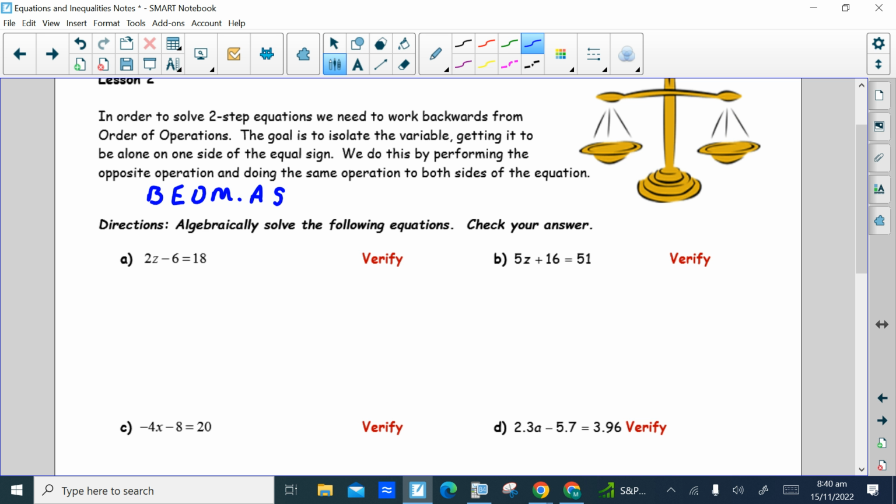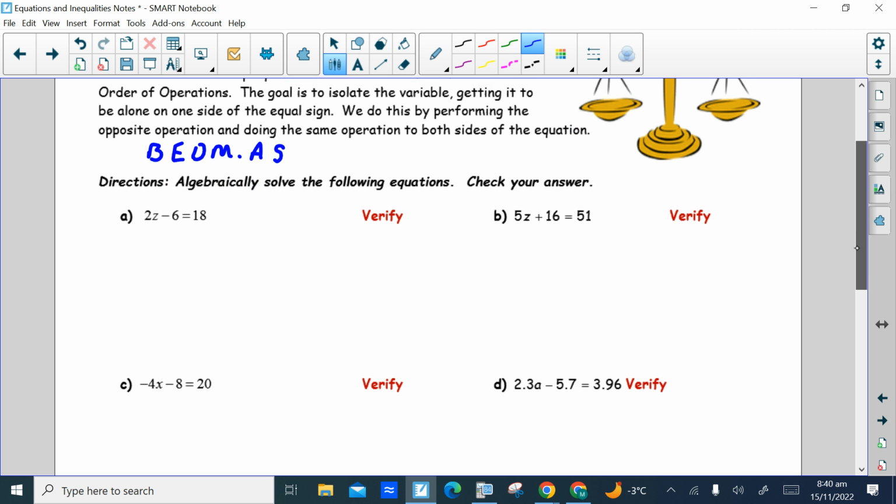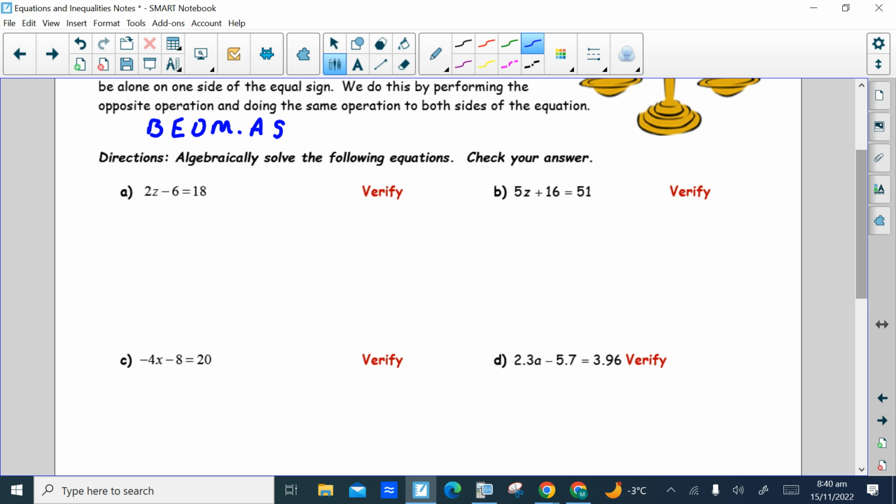To solve equations, you do the opposite, which means you're going to do your adding and subtracting first, then you do your dividing and multiplying in order to get a variable by itself. So, looking at question A, we want to get Z by itself. Find out what Z equals. But before we can get Z by itself, we have to first get the 2Z by itself. So what's hooked on to the 2Z, princess?